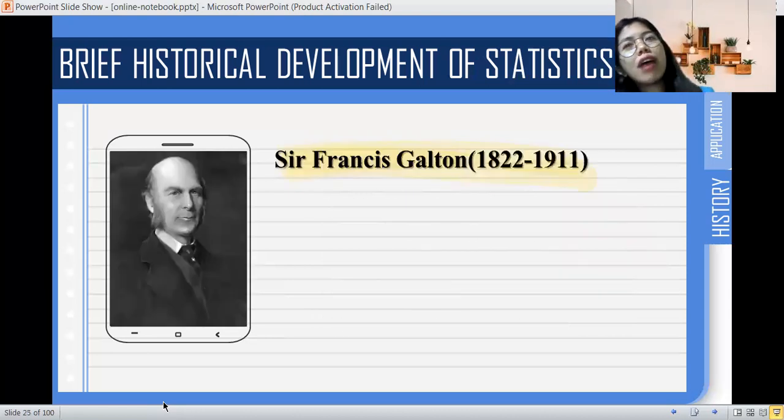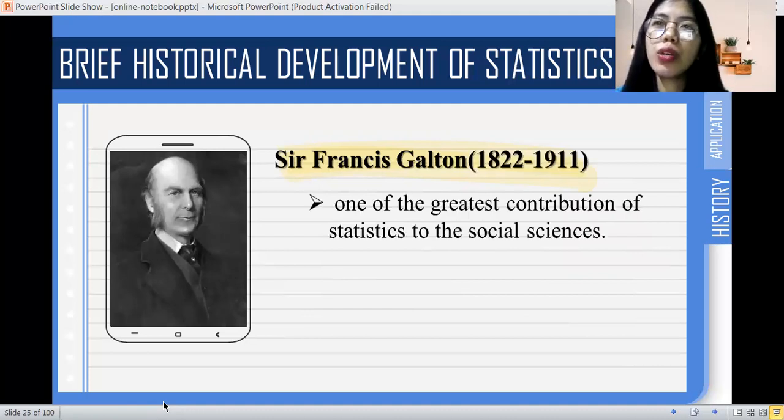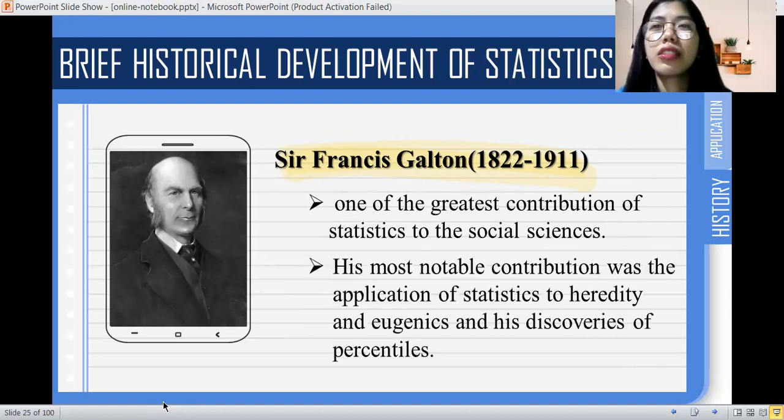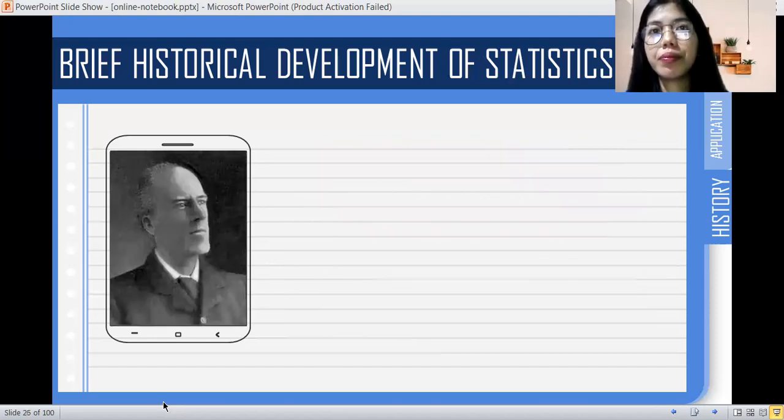And then we also have Sir Francis Galton, who lived between 1822 to 1911. He is one of the greatest contribution of statistics to social sciences. So his most notable contribution was the application of statistics to heredity and eugenics, and his discoveries of percentiles. So yung percentiles po, part din po yan siya ng statistics.